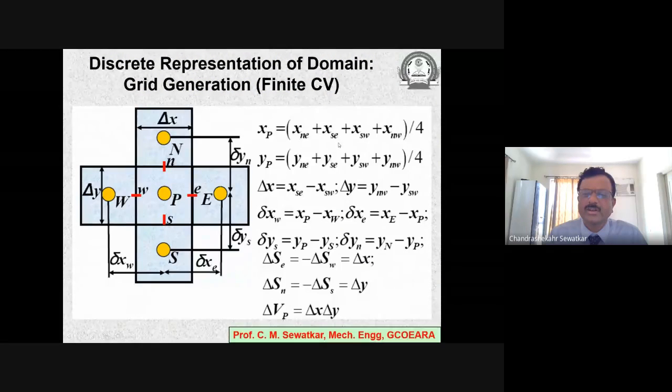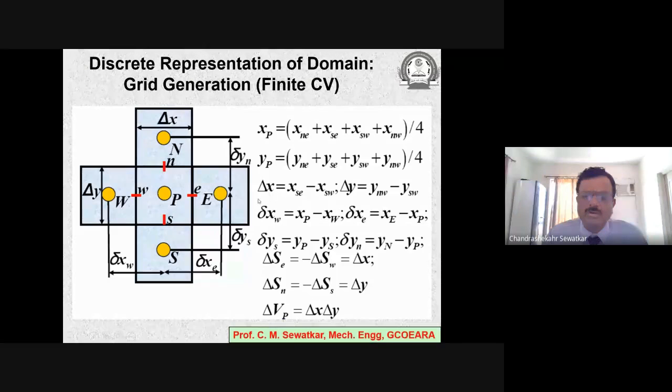So xne plus xse plus xsw plus xnw divided by 4 gives you xp. Similarly, you can determine yp. Delta x and delta y are the sizes of the faces. We have east, west, north, south faces.